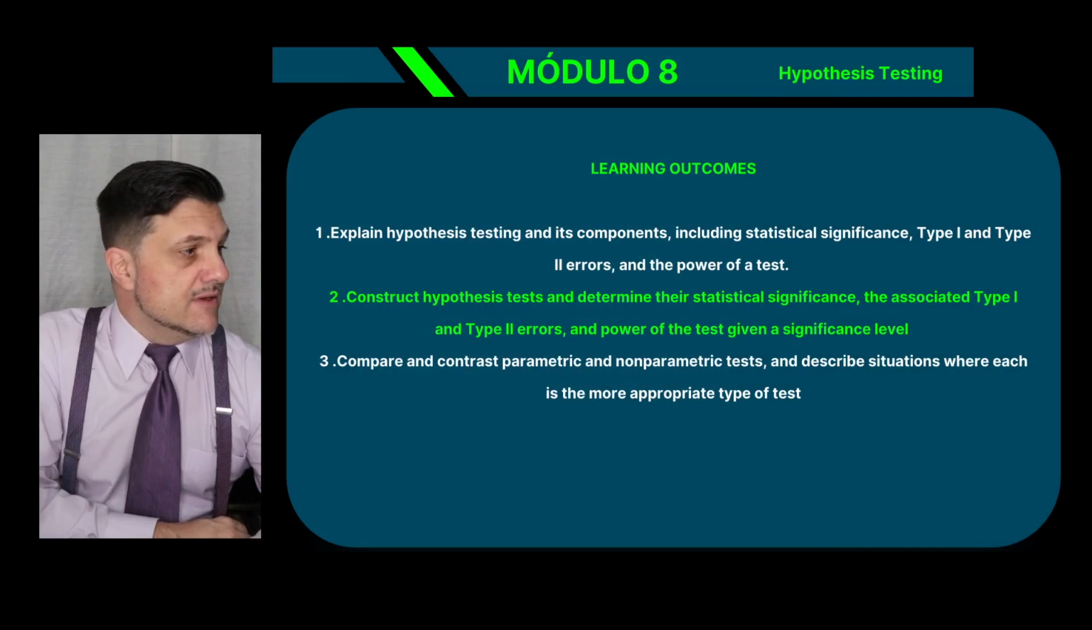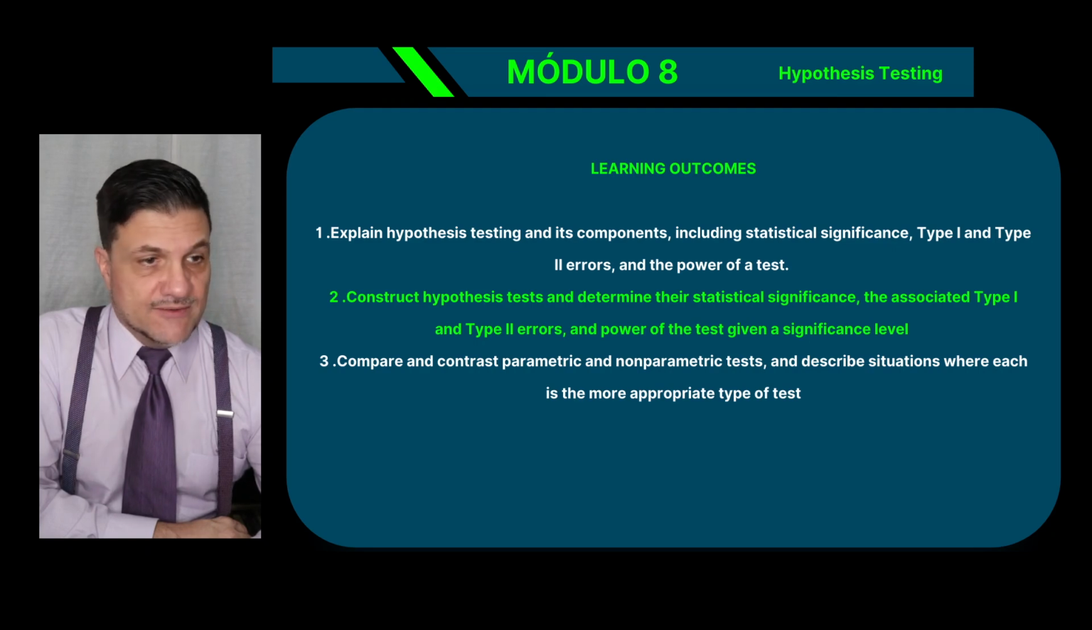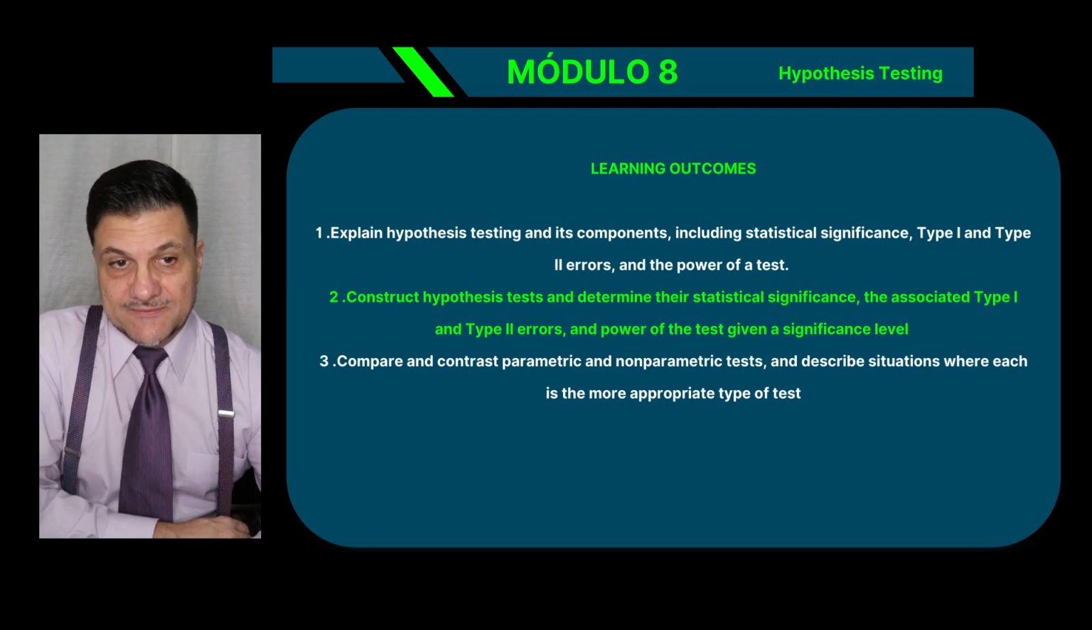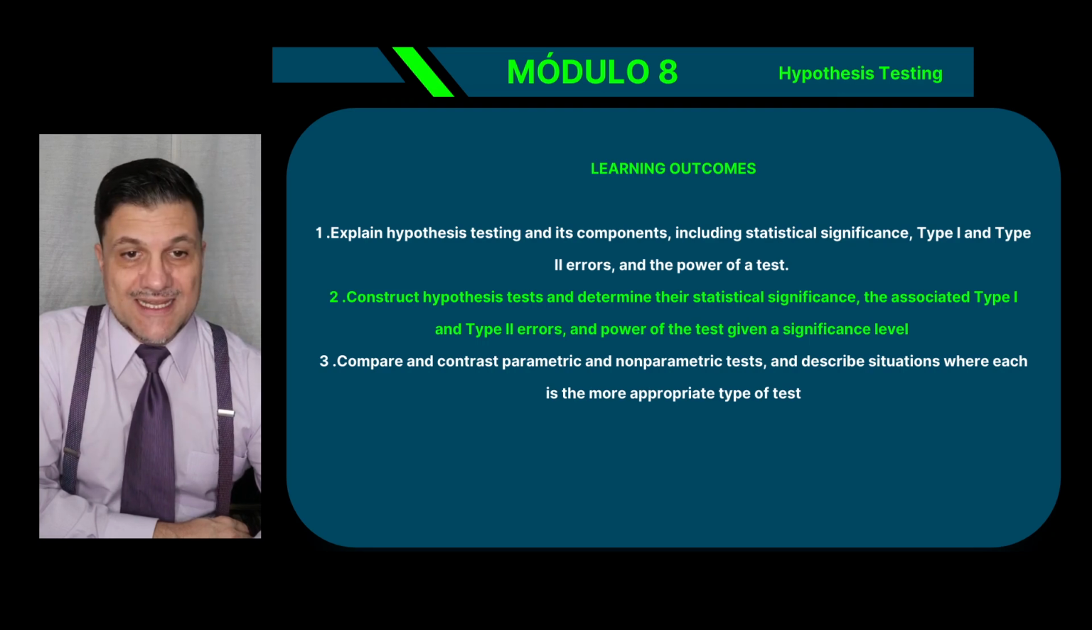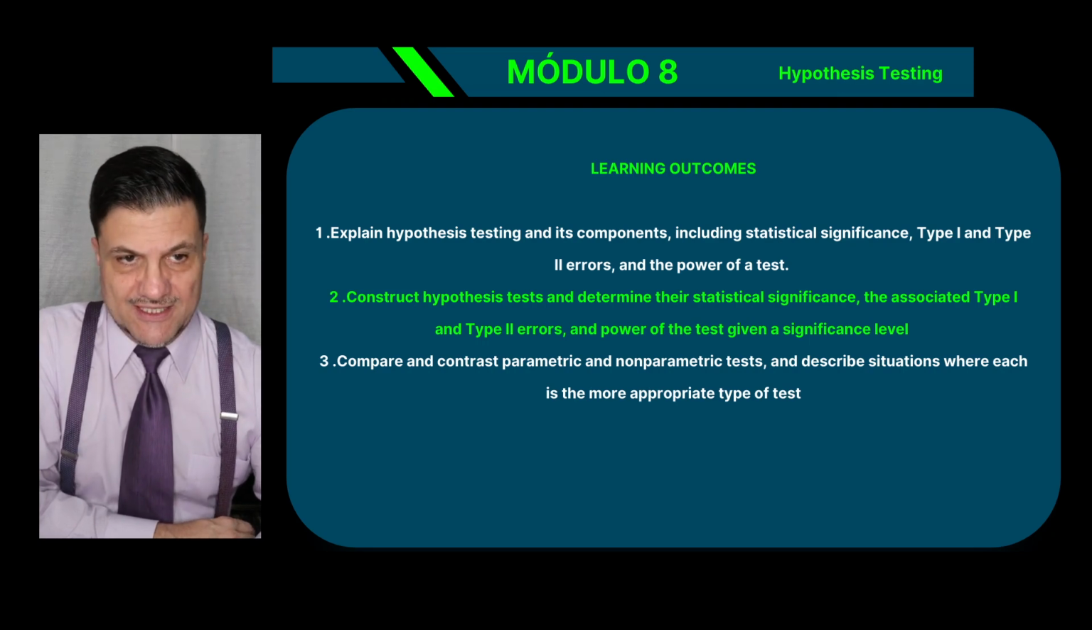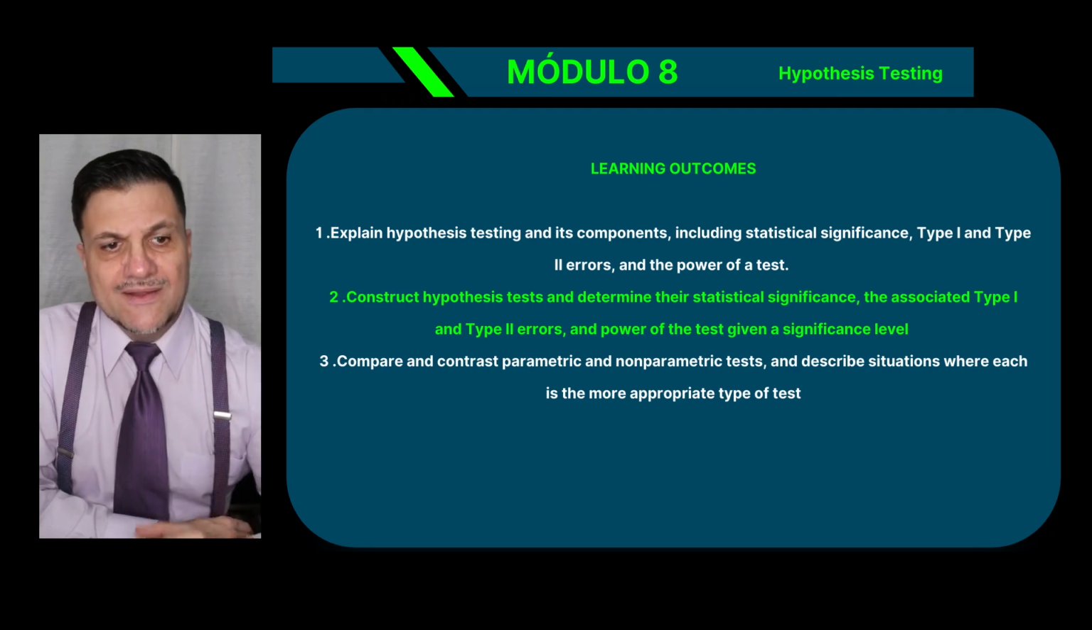There you go. Hypothesis testing. So those are the learning outcomes. Explain hypothesis testing. Explain type 1 and type 2 errors and the power of a test. So let's see quickly here the definitions.